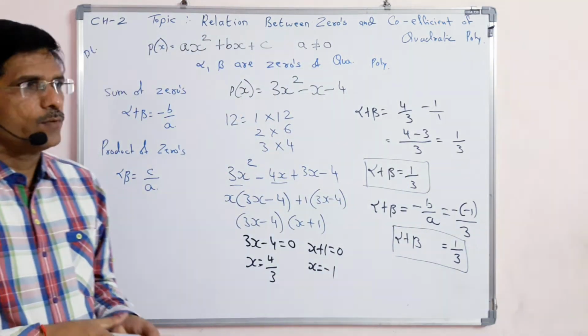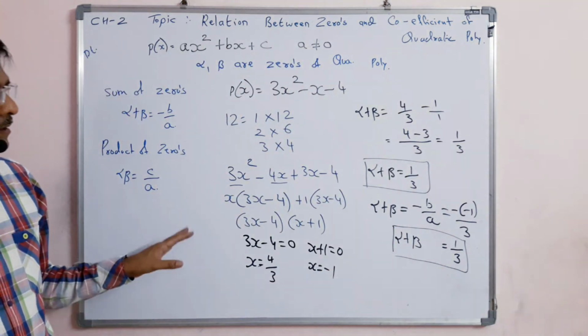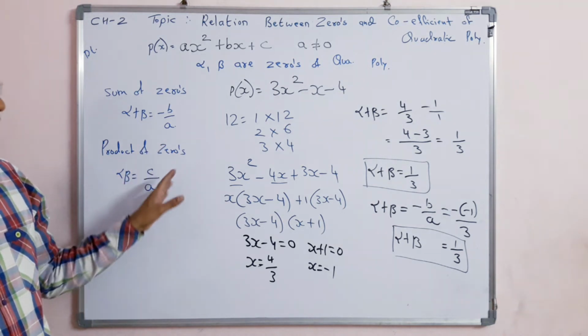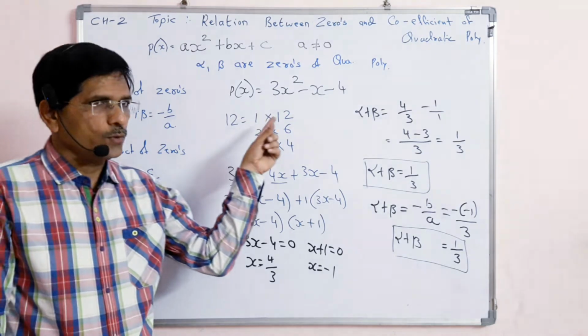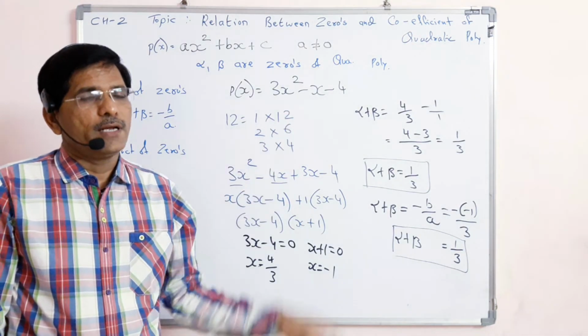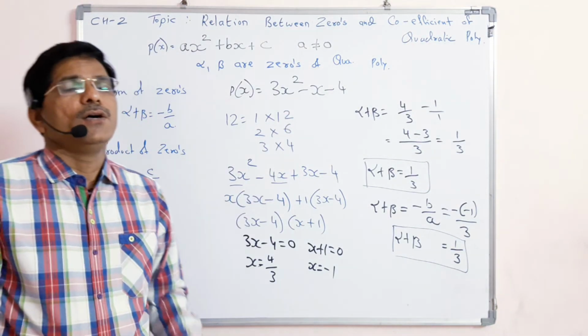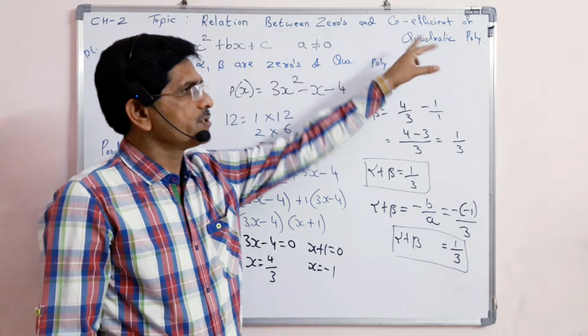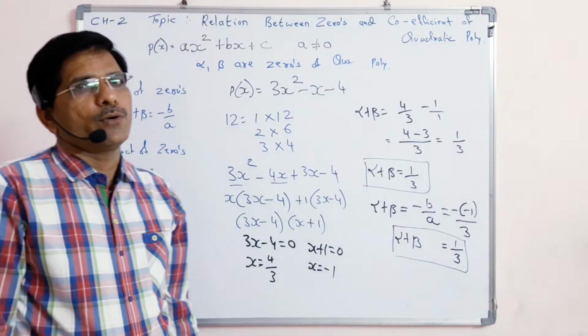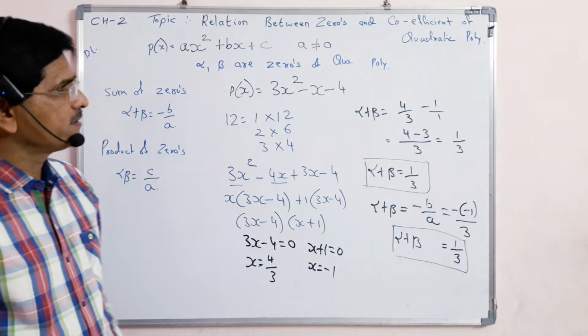So now we have to understand that this is one type of question. The question is like this: find the zeros of the quadratic polynomial and verify the relation between the zeros and coefficient of the quadratic polynomial. This is an example.